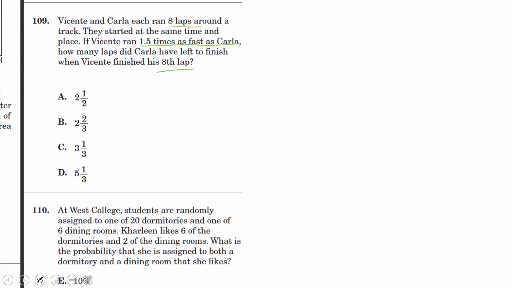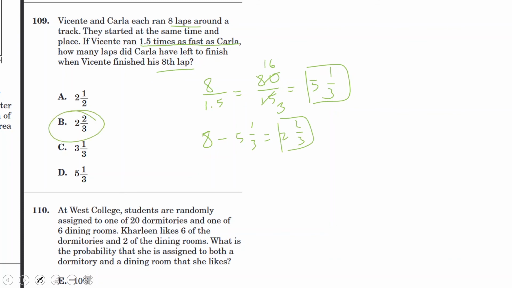All right, so we need to divide 8 by 1.5 to figure out where Carla is. So while Vicente ran the whole thing, Carla just finished how much? This is 5 and 1/3. So Carla finished 5 and 1/3, and she has to go another 8 minus 5 and 1/3, which is 2 and 2/3 laps, which is B.